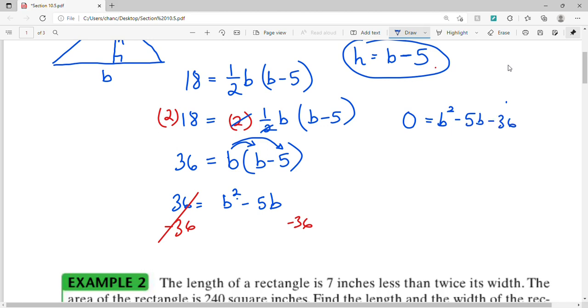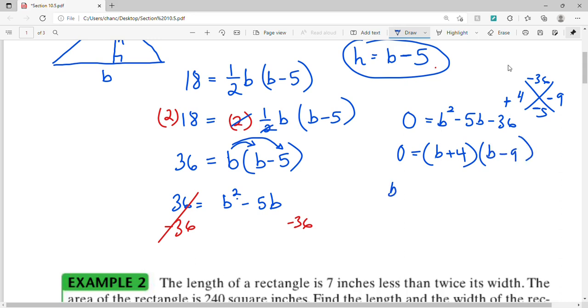Now hopefully this thing could factor. Let's attempt to factor. We have a negative 36 on top and negative 5 on the bottom. What two numbers multiply to get negative 36 but add up to get a negative 5? So that's a positive 4 and a negative 9. So this factors as b plus 4 times the quantity b minus 9.